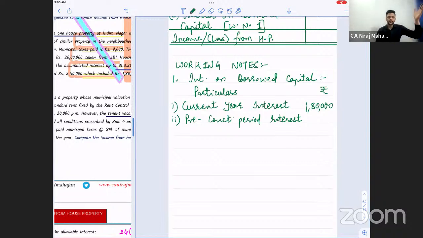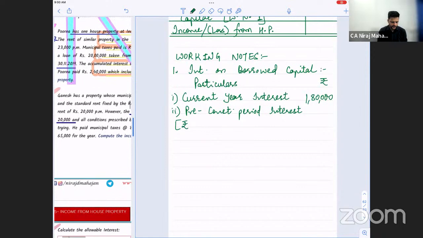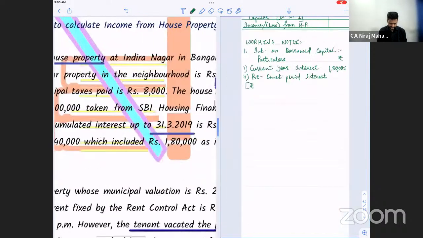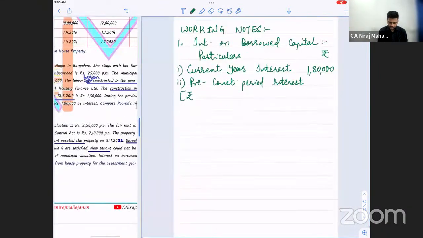I'm not going into details again. What is pre-construction period interest? You know that. So rupees totally accrued is how much? 1,50,000. Do we allow the entire 1,50,000? No. We allow 1/5 of it. That is 30,000 rupees, correct?